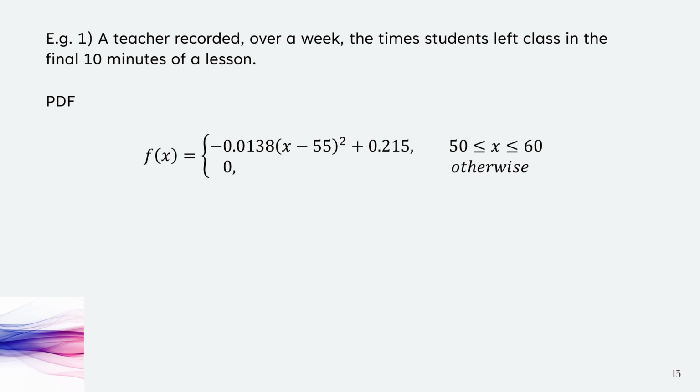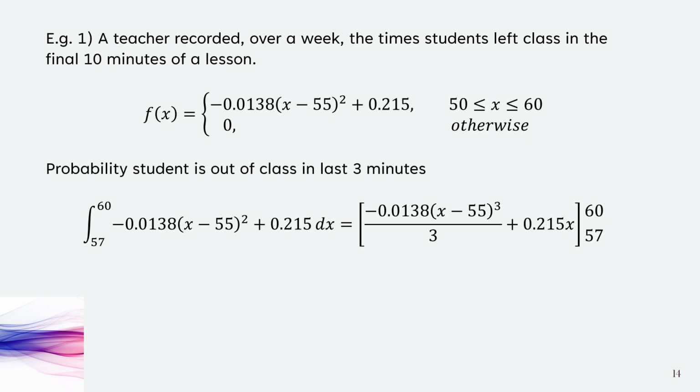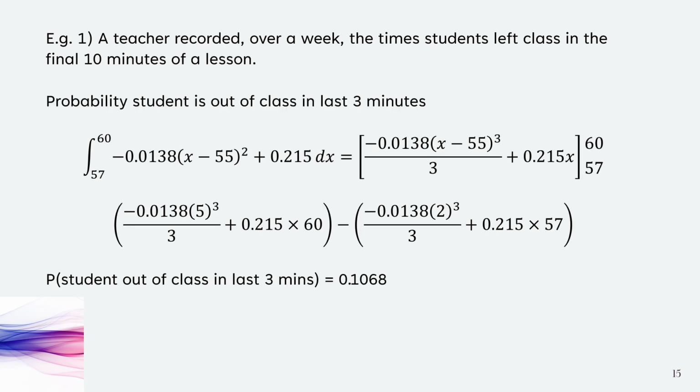Remember, it's the x values from 50 to 60. And remember we said that our PDF can go from minus infinity to infinity, so the majority of the other values are 0. That's where it's otherwise. Remember, our focus was on the last 3 minutes. So we're going to integrate from 57 to 60 of our new equation, substitute it in, and when you solve that, you get 0.1068, the probability that the student is out of class in the last 3 minutes.